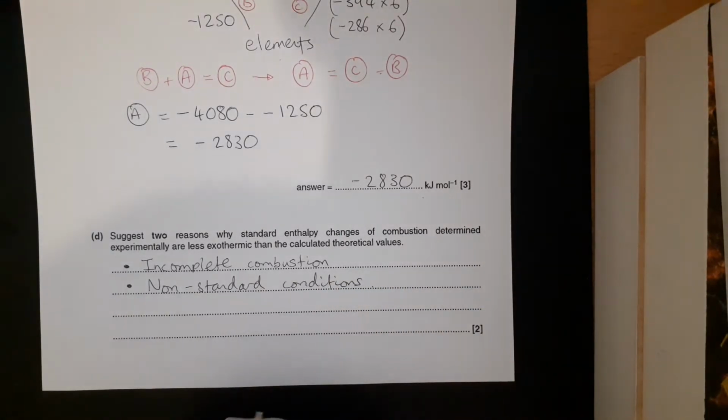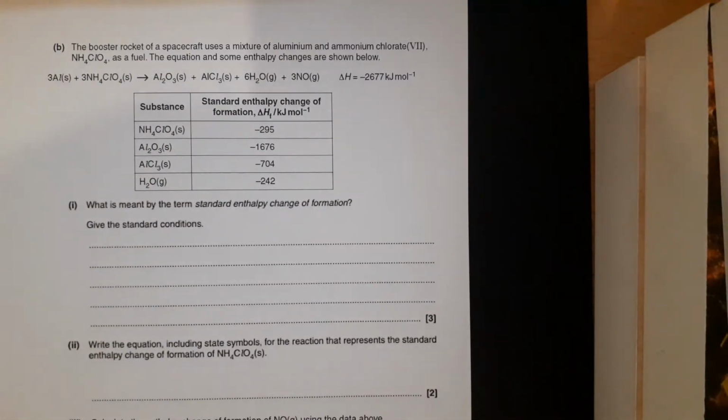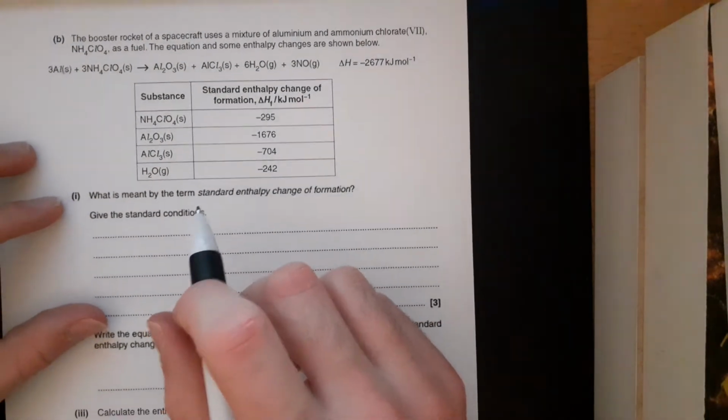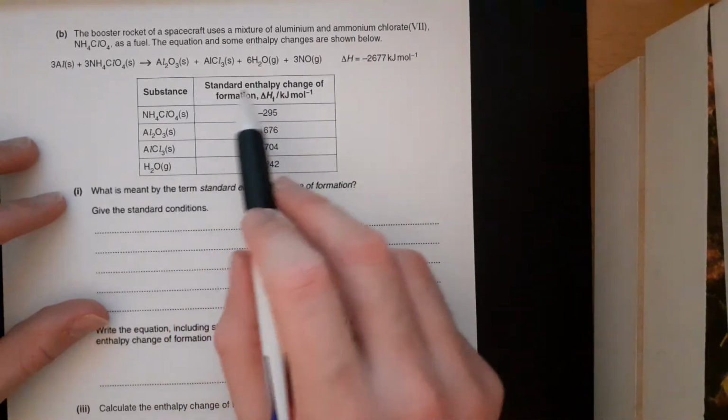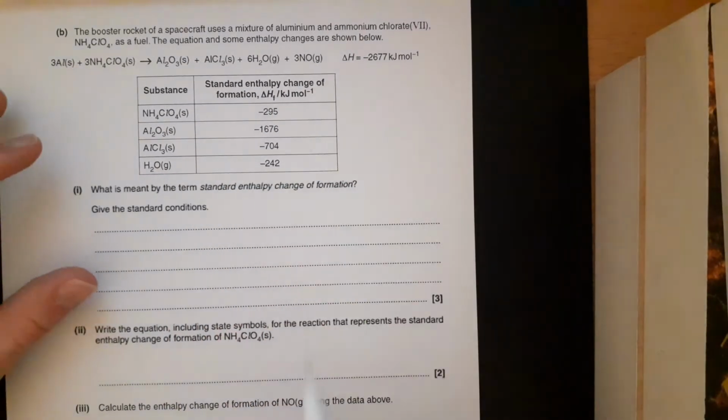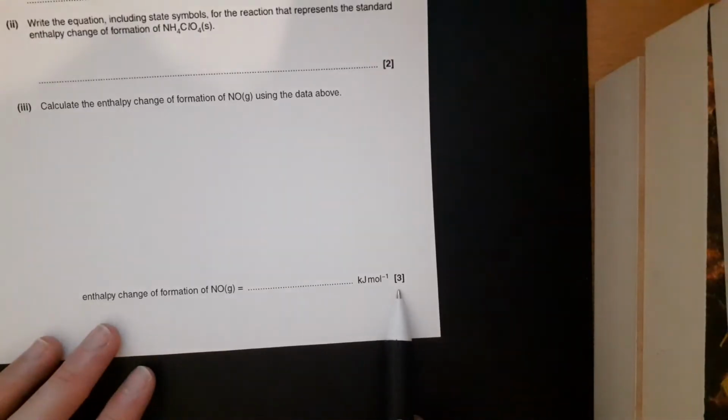Okay, let's look at one more. So here, as I said, you get a very similar question. Hess's law questions always look the same. You get a little table with some enthalpy changes in it, and then you get a little blank space, and it's worth 3 marks. Right, so they're kind of predictable. They've just put a couple of extra questions in here for us to do first.